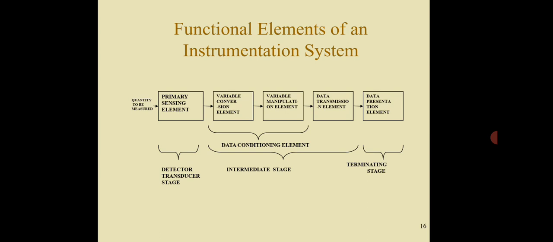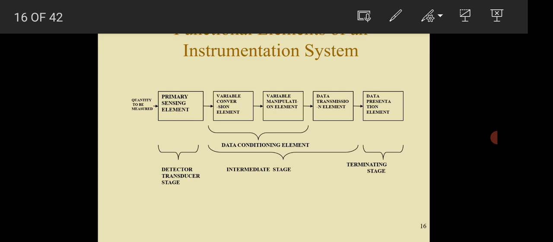Coming to our next block, the variable conversion element. What do you mean by the variable conversion element? It converts the output of your sensing element into the required form. Later on, you manipulate that signal. These two blocks together are called the data conditioning elements.